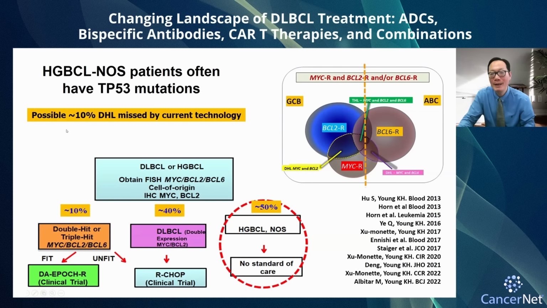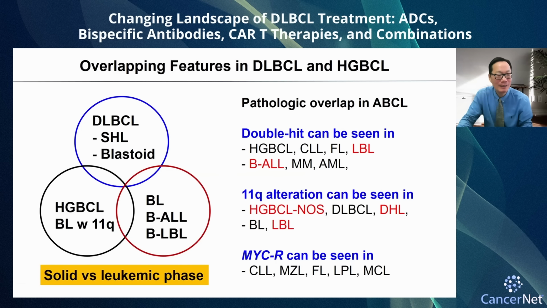So we need to bear in mind that high-grade B-cell lymphoma and DLBCL may share overlapping genetic and morphologic pathologic features. They could be solid forms, or they can be leukemic forms. And those particular genetic features are not only seen in DLBCL and high-grade lymphoma; sometimes we can see them in ALL, AML, or Burkitt lymphoma as well, indicating the molecular studies need to move into a relatively deep level.